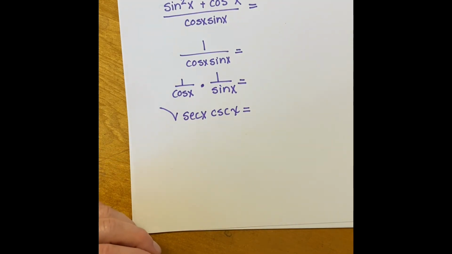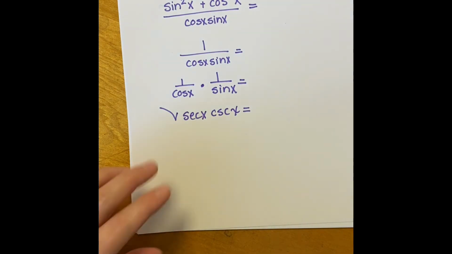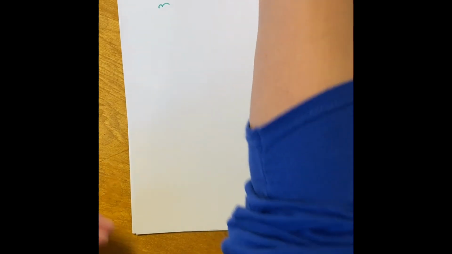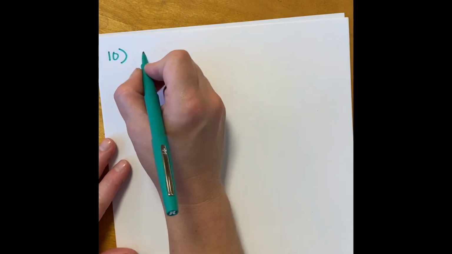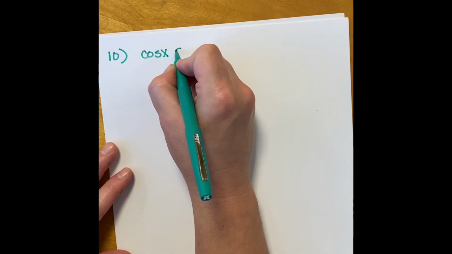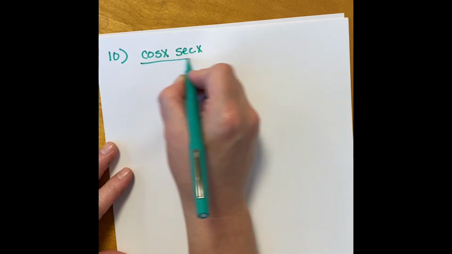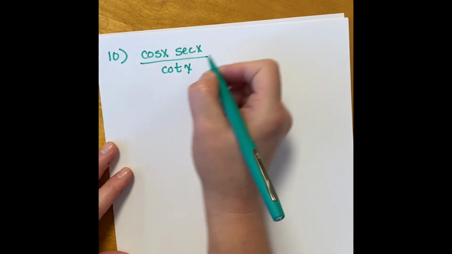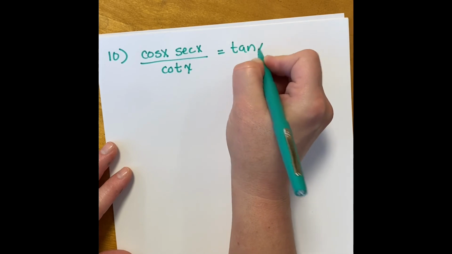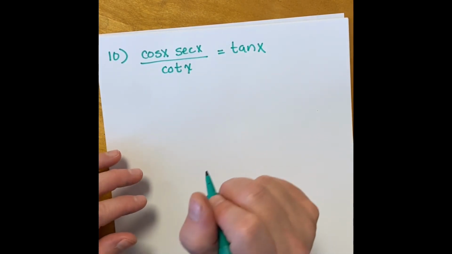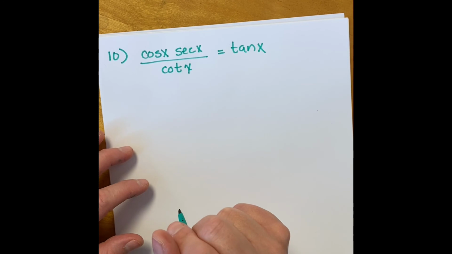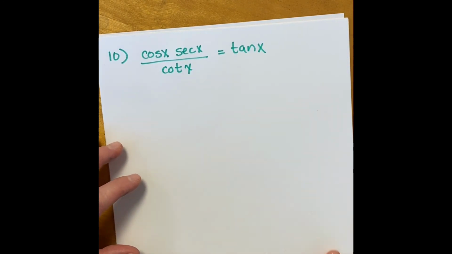What was that? You think you need more examples? No problem. I'll give you 2 more. Number 10. All right, let's do the cosine of x times the secant of x over the cotangent of x equals the tangent of x. I really think you ought to give this one a go. You should probably pause it and just try. All right, let's get going.